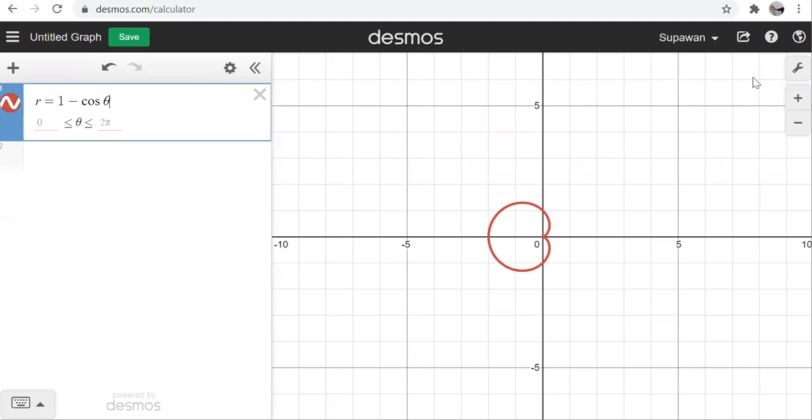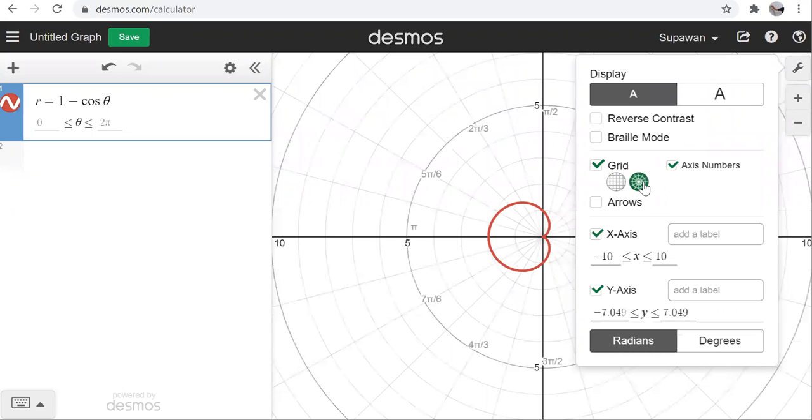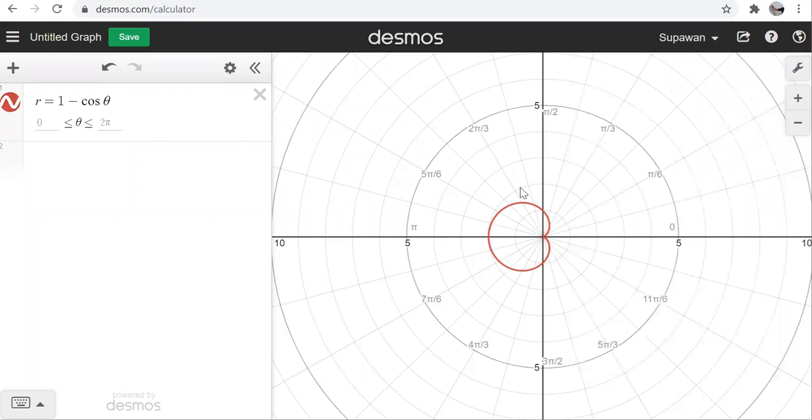You can change it to the polar system by clicking on the graph setting tools on the upper right corner. Click on that and then click on the second option under the grid to show the polar coordinate system. You can adjust the interval of theta to see the behavior of the graph. For example, if you want to see what happens from 0 to pi, you can see the graph that I have of the complete graph.